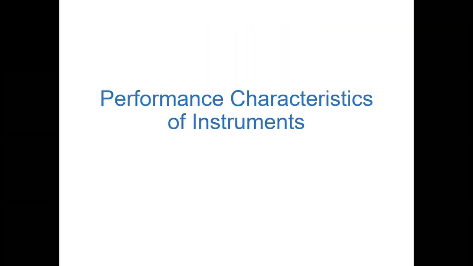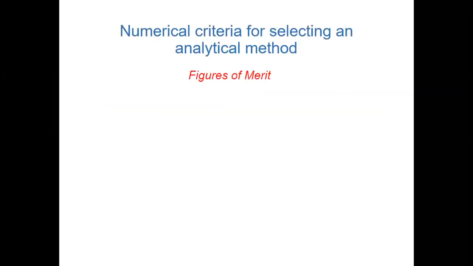So this is the heart of analytical chemistry. Any analytical chemist should know these performance characteristics. These are the numerical criteria for selecting an analytical method. We call them figures of merit. You have to be familiar with that term, figures of merit. So these figures of merit are the numerical criteria for selecting an analytical method.